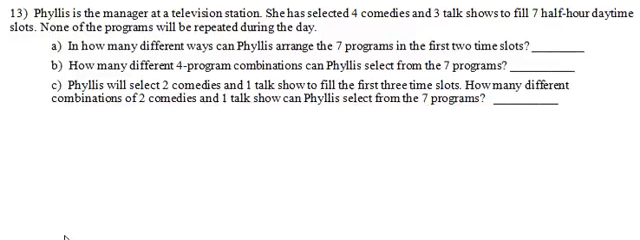Hello, here's problem number 13 from the end of unit review. It says Phyllis is the manager at a television station. She has selected 4 comedies. Those are all different comedies. That's comedy number 1, comedy number 2, and so forth and so on.